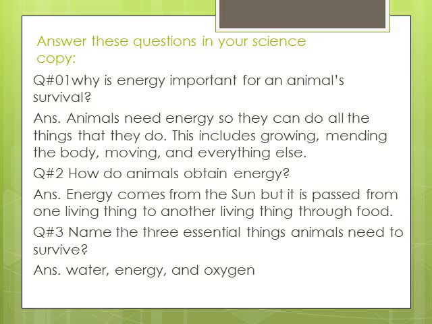Animals need energy so they can do all the things that they do. This includes growing, mending the body, moving and everything else. Now the question number 2 is, how do animals obtain energy? Energy comes from the sun, but it is passed from one living thing to another living thing through food. This question is relevant to the food chain. Now the question number 3 is, name the 3 essential things animals need to survive. So the answer is very easy: water, energy and oxygen.